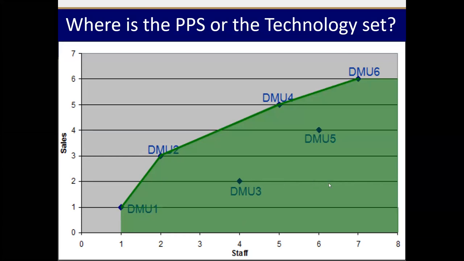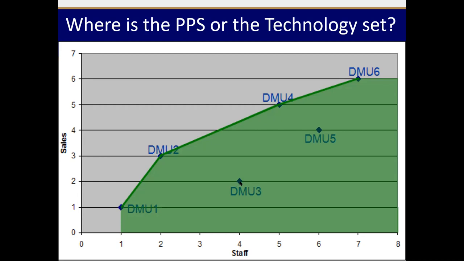Dinah, help them. For instance, DMU 3 has to reduce the number of staff from 4 to the point on the frontier to become efficient. Well, what is that point on the frontier? That's about 1.5. What direction is that? It has to move to the left.